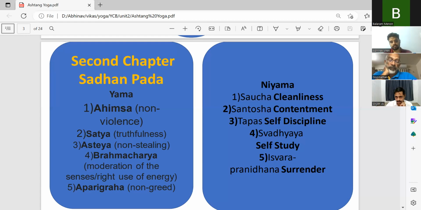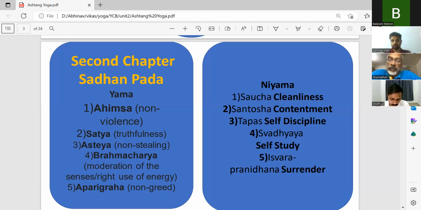Ahimsa, non-violence. Satya, truthfulness. Asteya, non-stealing; steya means stealing. Brahmacharya, celibacy. Aparigraha means non-possessiveness or non-greed; parigraha means possessive or greedy. These are the Yamas.